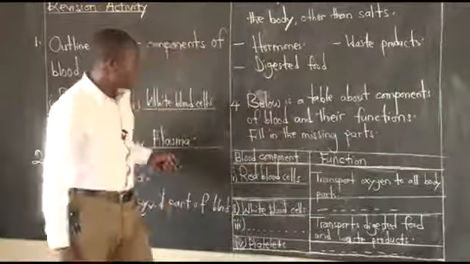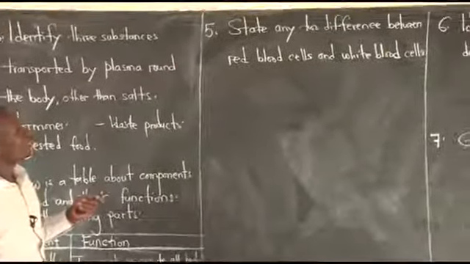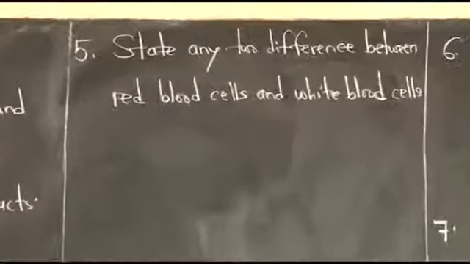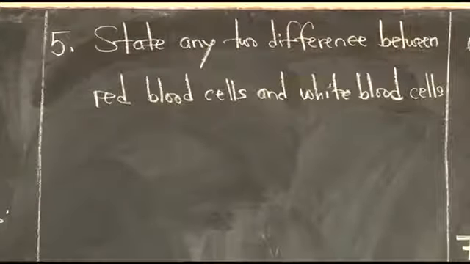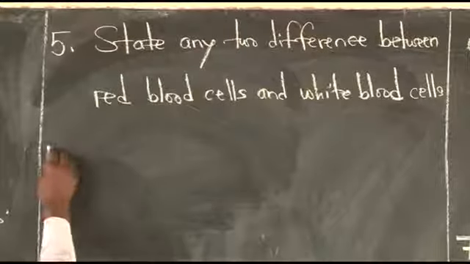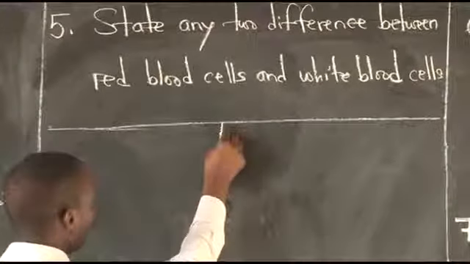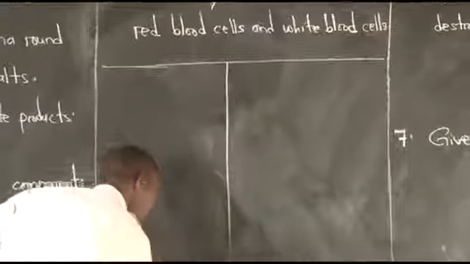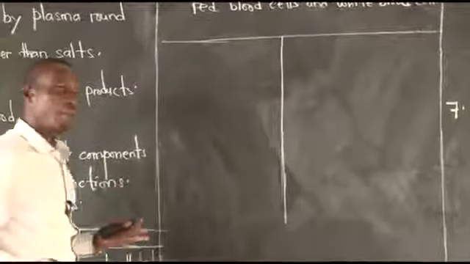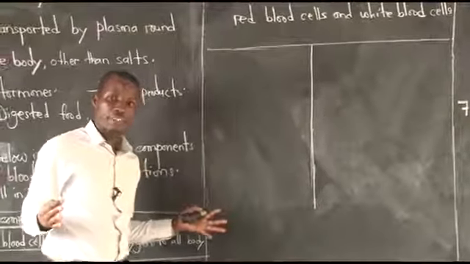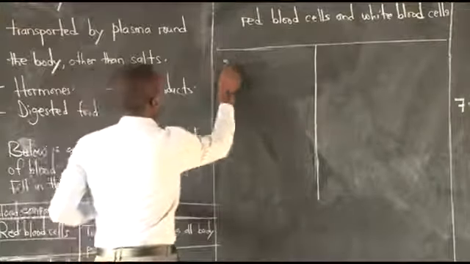So from number 4, let us move to number 5. For number 5, we are asked, state any two differences between red blood cells and white blood cells. Okay, so to answer this, let us make it in the form of a table to make it easy for us. We can answer this in table form. When we are asked differences, it becomes easy. Okay, you can use a table or just join the two differences by using the word while. Okay, but for this case, let's choose table form and answer.